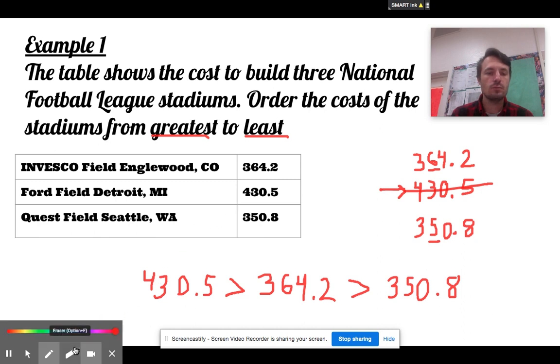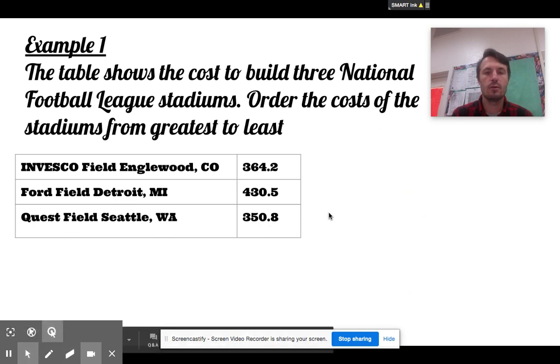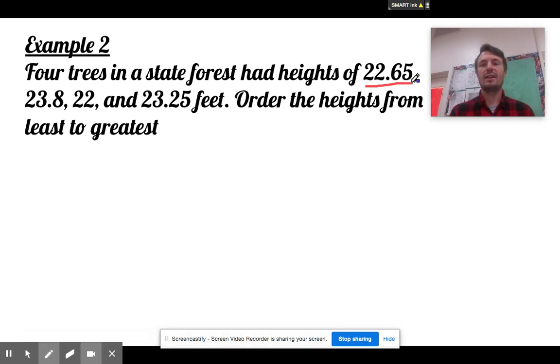Okay. Let's clear that and let's go on to the next example. Example 2. 4 trees in a state forest had heights of 22 and 65 hundredths feet, 23 and 8/10 feet, 22 feet, and 23 and 25 hundredths feet. Order the heights from least to greatest.